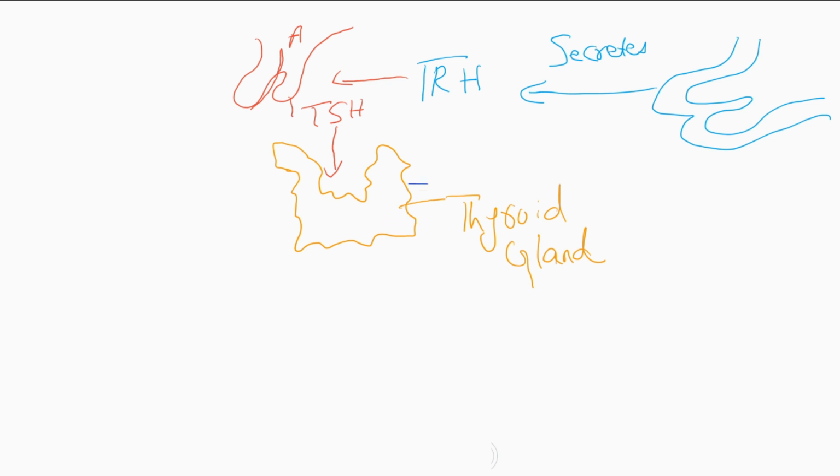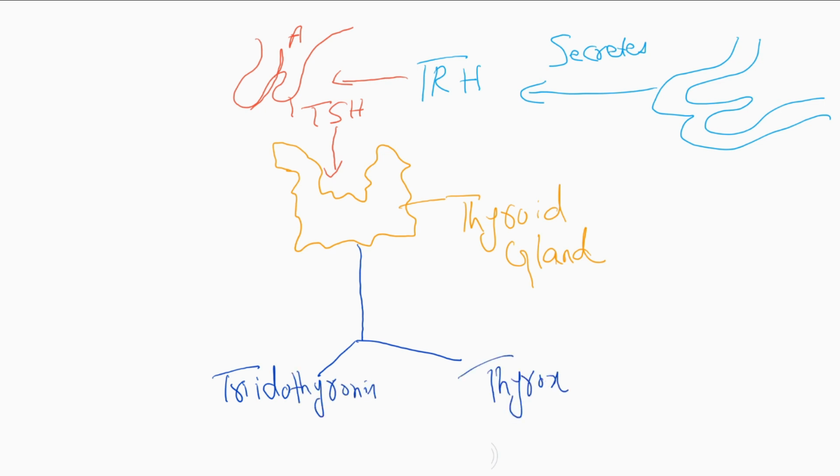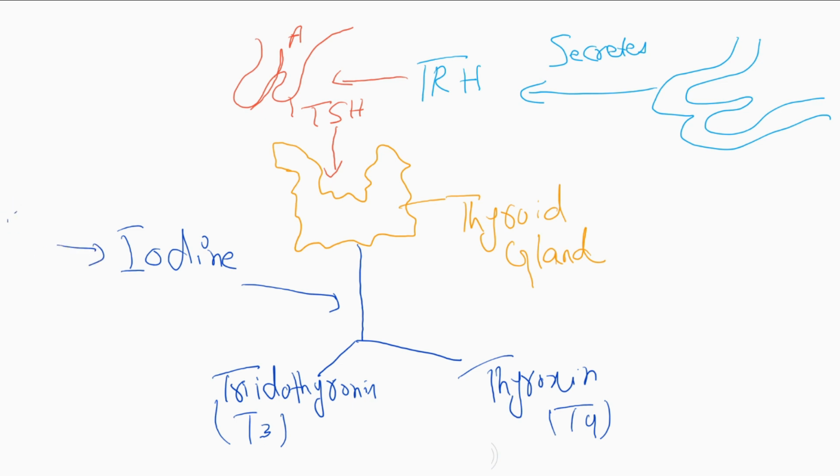In response to the stimuli, the thyroid gland secretes two types of hormones, triiodothyronine and thyroxine, T3 and T4. The thyroid gland synthesizes these hormones by obtaining iodine from the blood.